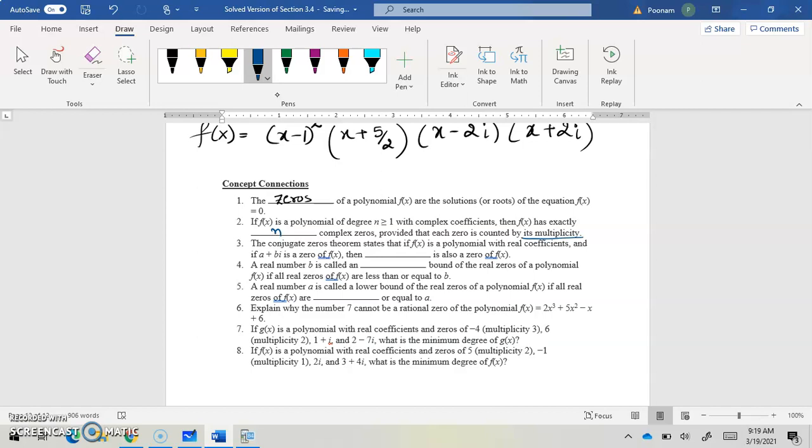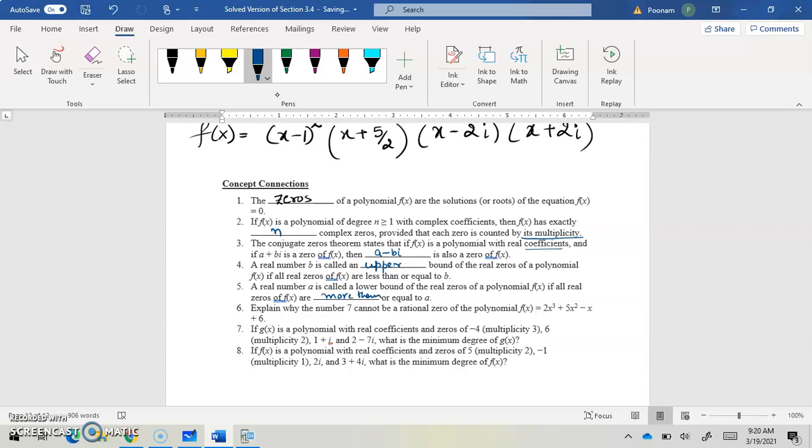The conjugate theorem states that if f of x is a polynomial with real coefficients and a plus b iota is a zero, then a minus b iota will also be a zero. A real number b is called an upper bound of the real zeros if all the zeros are less than or equal to b. A real number a is called a lower bound of the real zeros of the function if all the zeros are more than or equal to that number.